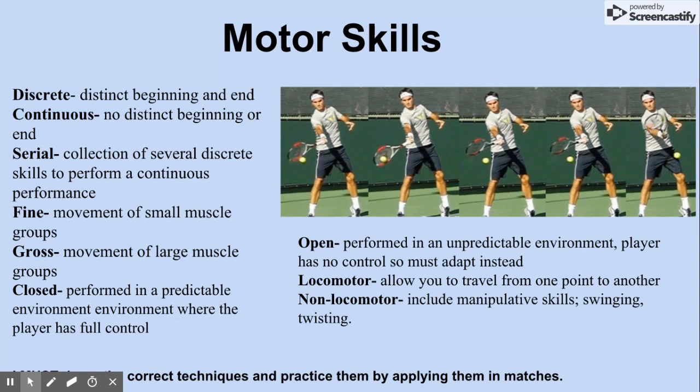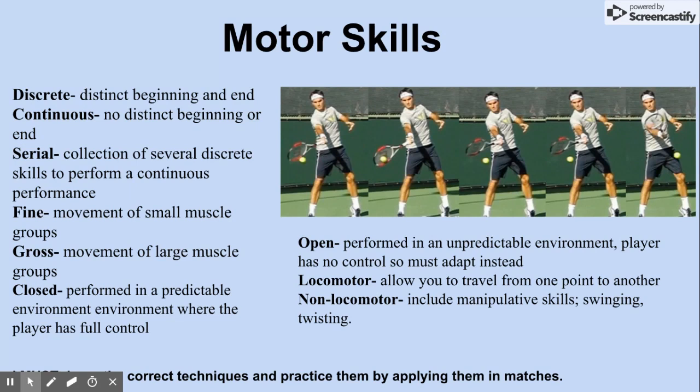Gross motor skills involve movements of large parts of the body or of the whole body. Performing a forehand stroke is classified as a gross motor skill as it requires twisting of the abdomen, pullback, swing, follow through of the arms, and stepping.